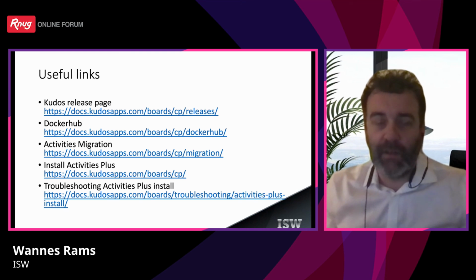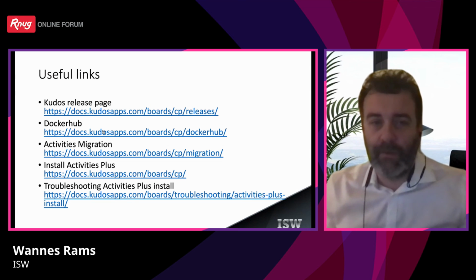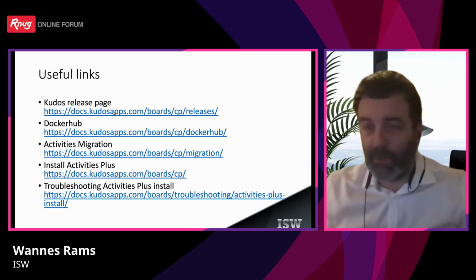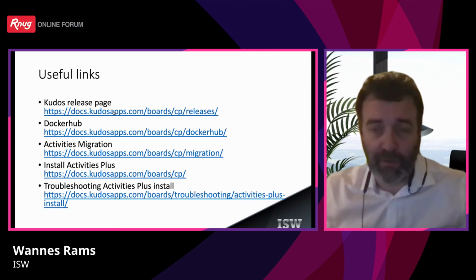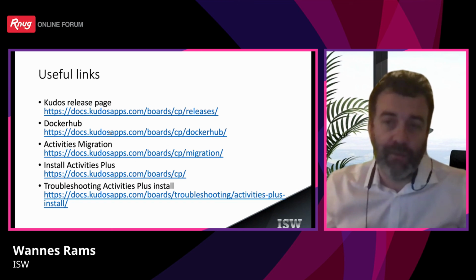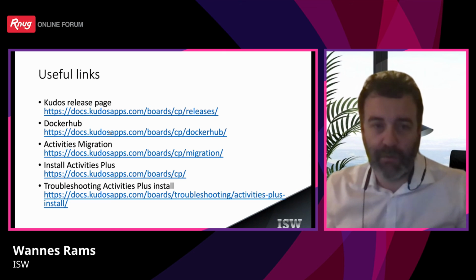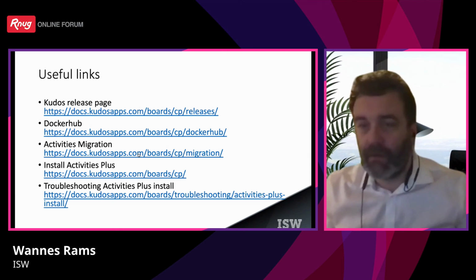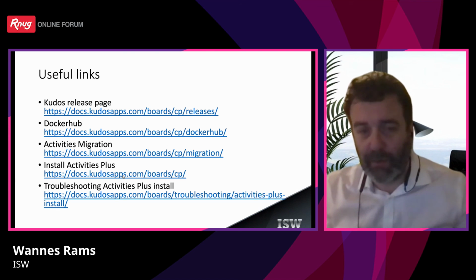As I said, these are the links. So this is our release page, which is interesting because it allows you to see how many times we update the actual application and what the actual updates are. So if there are new features, you will be able to see them in here. Our Docker Hub to connect to if you want to get the more frequent updates when you install through component pack. More information on the migration tool. This is the actual starting page to install Activities Plus from our documentation, the one you should be following. And these are a couple of troubleshooting steps in case things go wrong anyway.